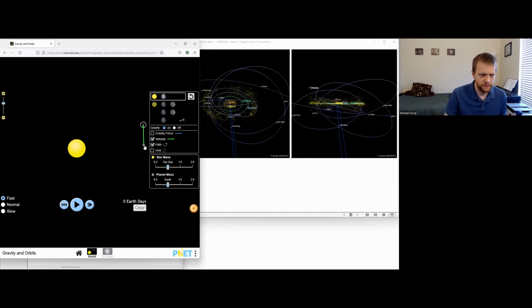But let's try this. If I move the planet further over here and lower its speed and start playing this, let's add a path. Then as this planet orbits the sun, this is the not to scale version, it's going to draw out one of these ellipses. And again, these ellipses are going to end up having the sun at one focus. So this would be one focus of the ellipse. This would be the other focus of the ellipse.